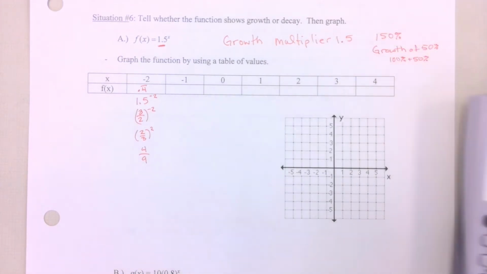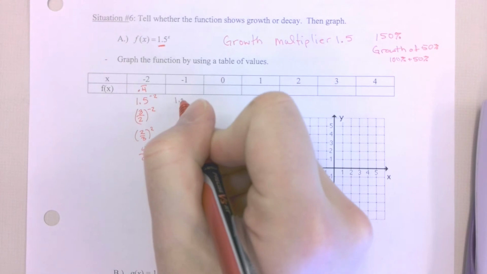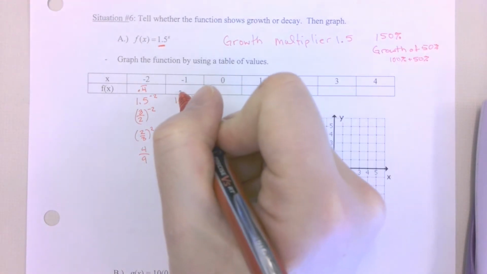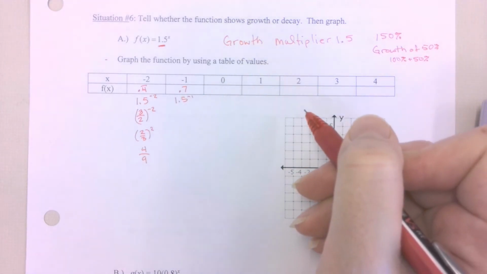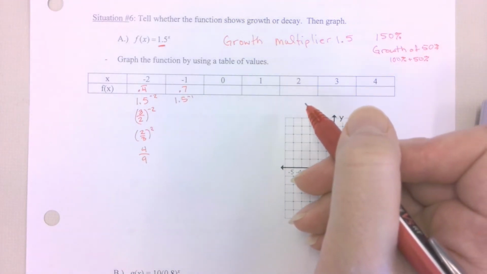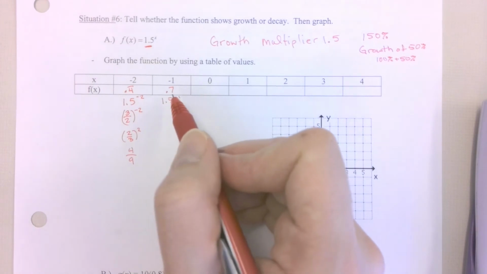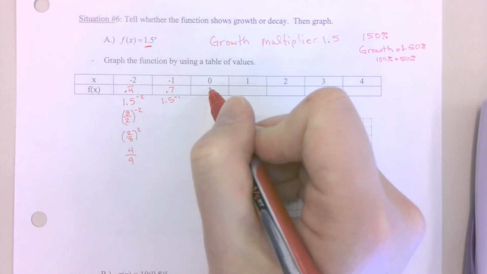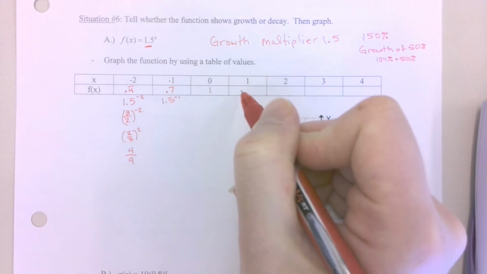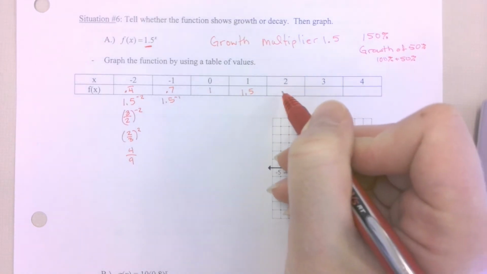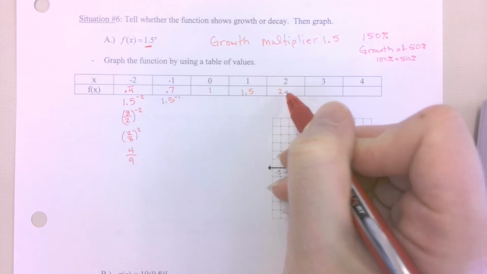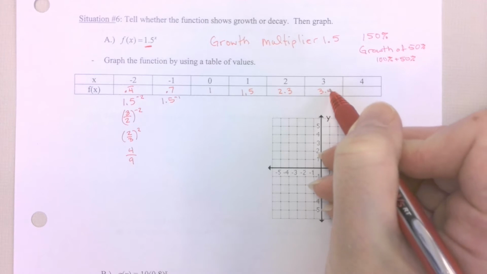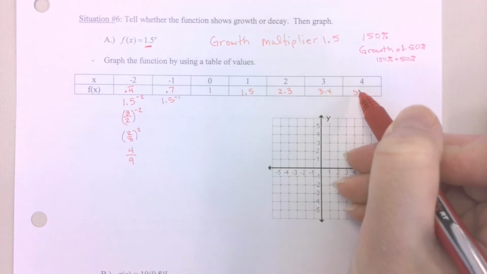Okay, we're going to continue to put our powers in the calculator. 1.5 to the -1, and we will get a decimal of 0.7. Again, we can always use our fractions; 0.7 is really that 0.6 repeating from 2/3. Put in 0, we get out 1. Put in 1, and we get 1.5. Again, we're just putting these in the calculator, and I'm rounding to the nearest tenth. 3 gives me 3.4, and 4 gives me 5.1.